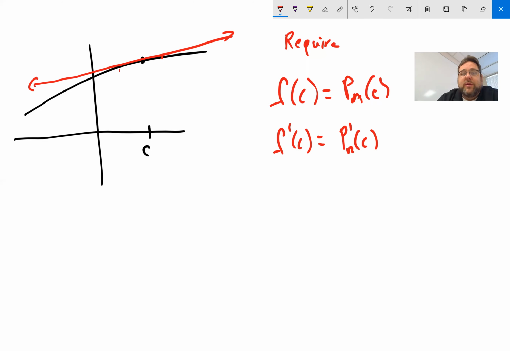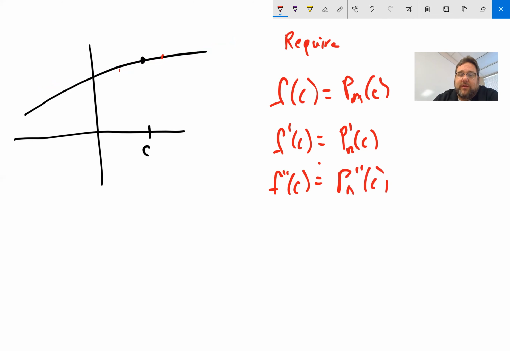But you might be thinking, what if instead of just having a first degree approximation, we continued this process? So here's what we're going to do. We're not only going to have a first degree approximation, we're going to require that f double prime of c equals Pn double prime of c. And what if we continue this up to whatever our nth derivative is?